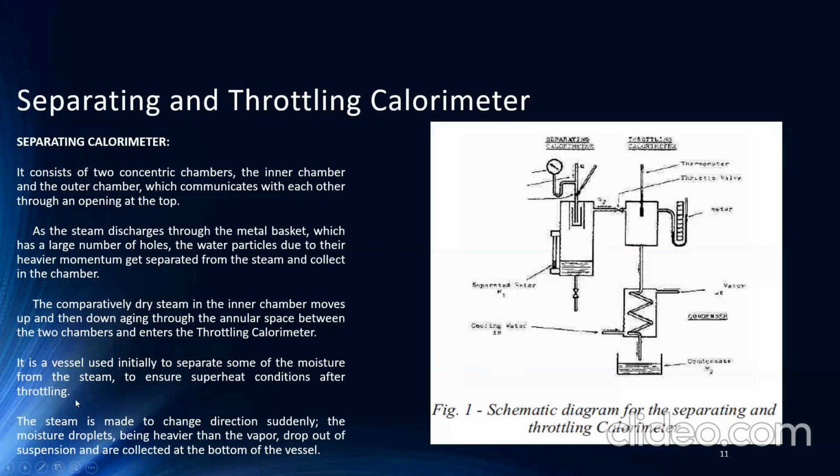It is a vessel used initially to separate some of the moisture from the steam to ensure superheated condition after throttling. So here it no longer has moisture. The steam is made to change direction suddenly, so the moisture droplets, being heavier than vapor, drop out of the suspension and are collected at the bottom of the vessel.